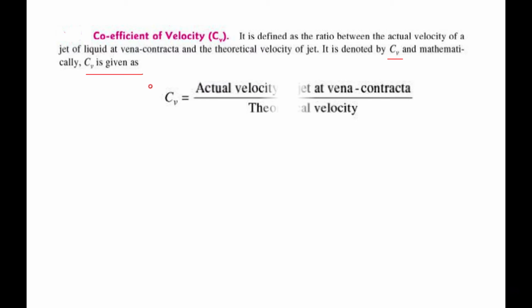As I discussed earlier, it is the ratio of actual velocity to the theoretical velocity. It is defined as the ratio between the actual velocity of a jet of liquid at vena contracta and the theoretical velocity of the jet. It is denoted by the symbol CV, and mathematically CV is given as the actual velocity of the jet at vena contracta divided by the theoretical velocity.